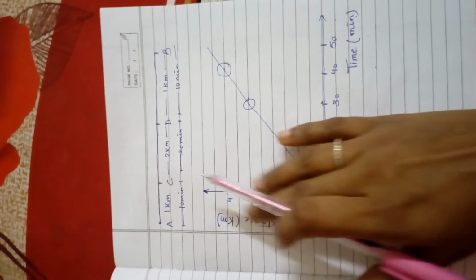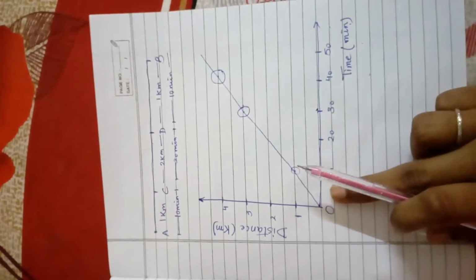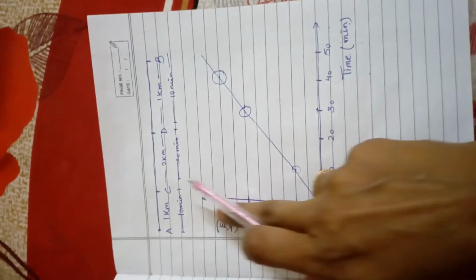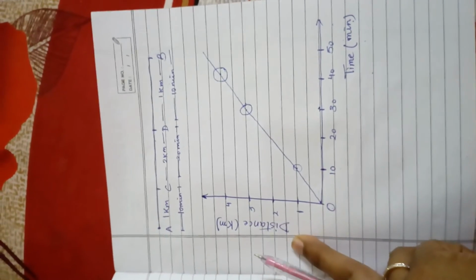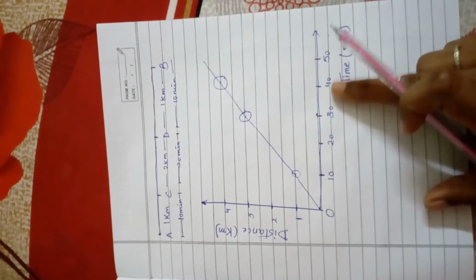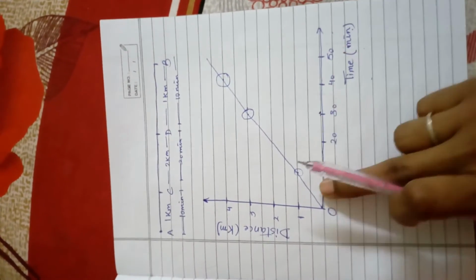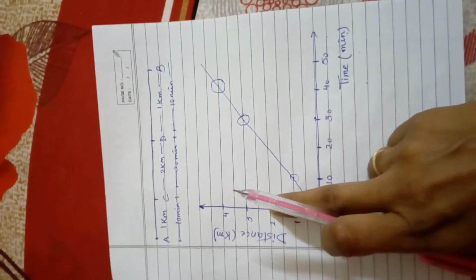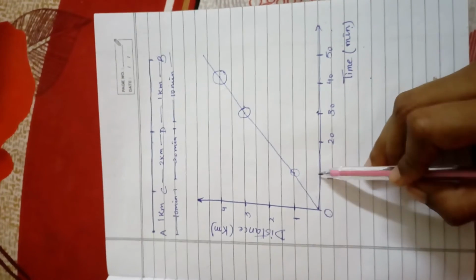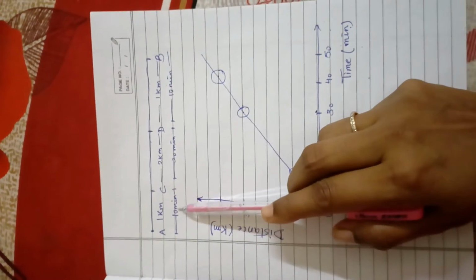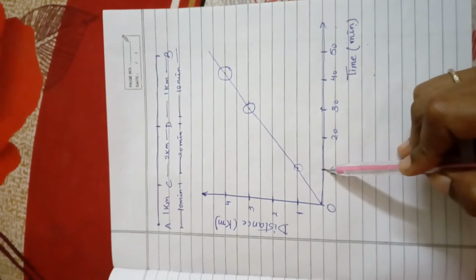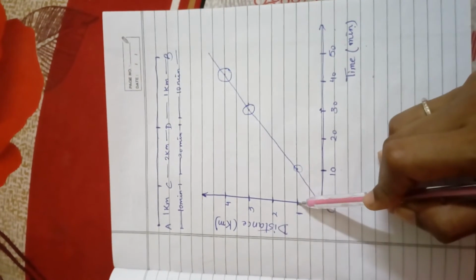So here we have a graph of this data. In the horizontal axis we have taken time, and in the vertical axis we have taken distance. Time is taken with an interval of 10 minutes: 10, 20, 30, and the distance as 1 kilometer, 2 kilometers, 3 and 4 kilometers. Now let us start to draw the graph. In the first 10 minutes the distance covered is 1 kilometer, which is over here.